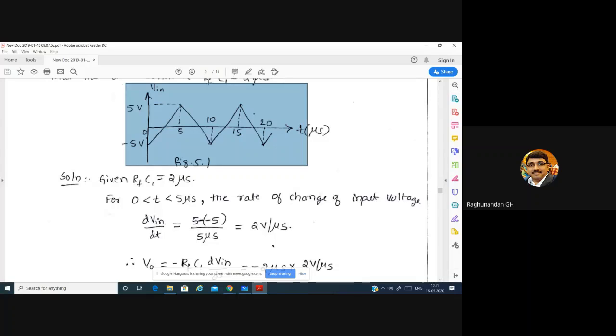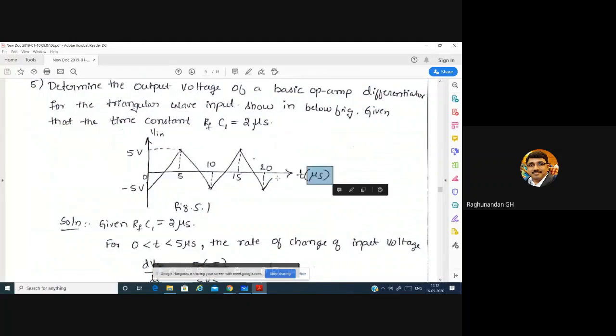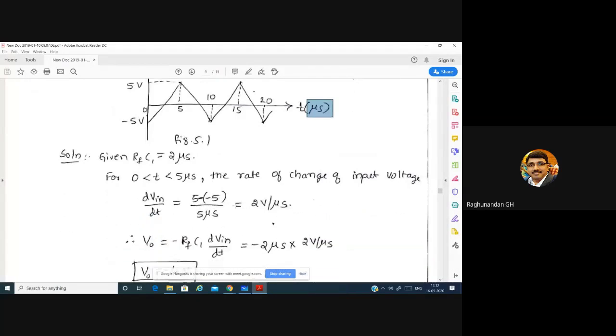So the change, we always take delta: 5 minus of -5, for what time? The time is dt. So dt is the time taken to change from -5 to +5. So what is the time from 0 to 5? That's why it is 5 microseconds, because it is already expressed here, you can see it is in microseconds. So 0 to 5, 5 to 10, 10 to 15, 15 to 20. So on calculation, you get dVin by dt, that is 2 volt per microsecond.